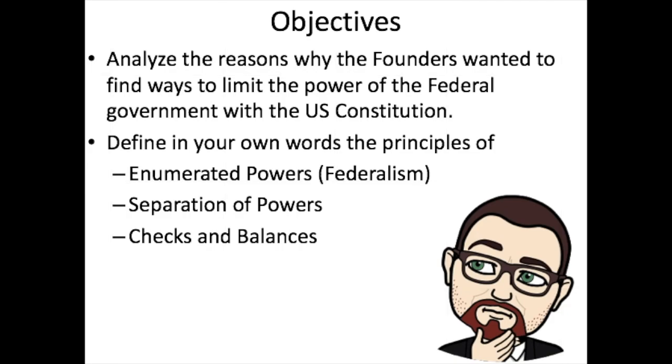All right, we're almost through our chapter on the Constitutional Convention. Let's get into our lesson for the day and its objectives. First, I'd like you to be able to analyze the reasons why the founders within the Constitution wanted to find ways to limit the power of the federal government. We talked a lot about how they wanted a stronger national government, but also they feared a strong national government, and they were looking for ways to balance those two things.